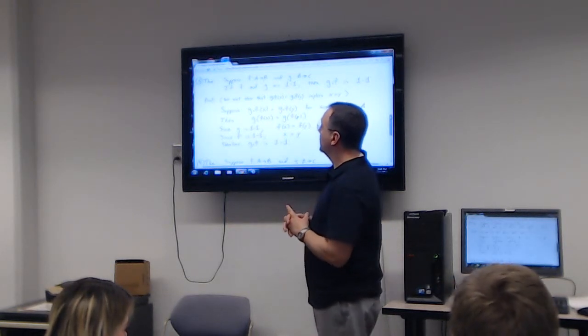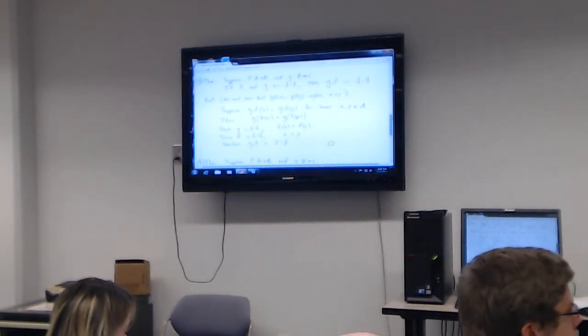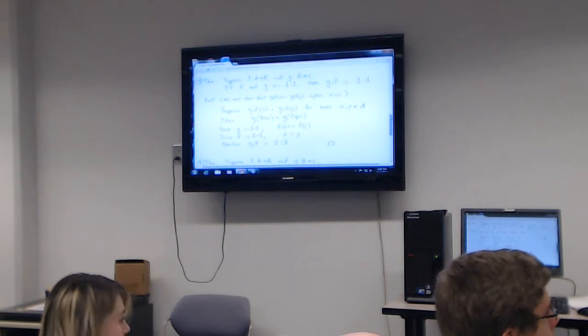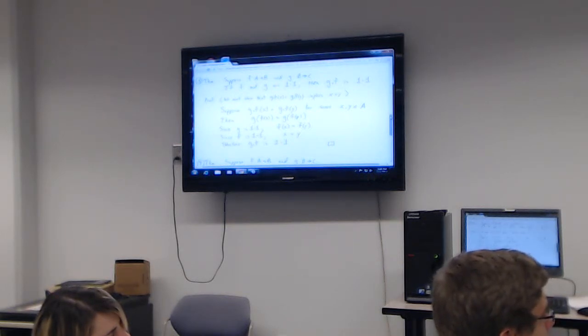No. Look at the definition of one-to-one. If f of x equals f of y, then x equals y. That's what this means. f of x equals f of y implies x equals y. So how do you prove an if-then statement? How do you prove an if-then statement? You assume this and show that. So change it to g composed with f.